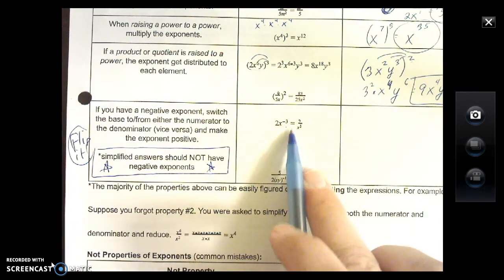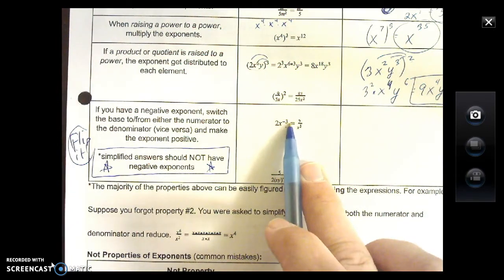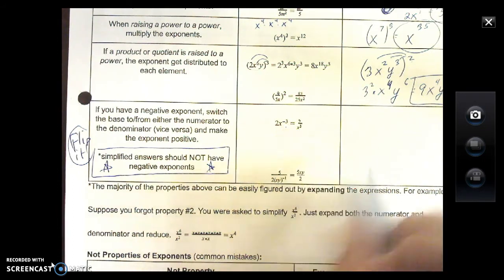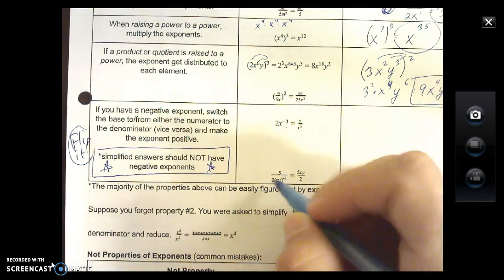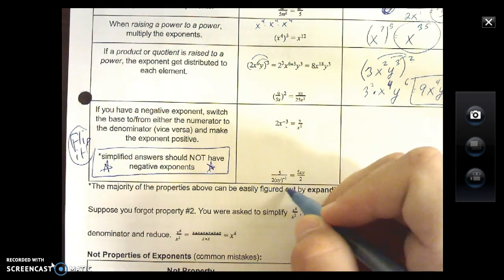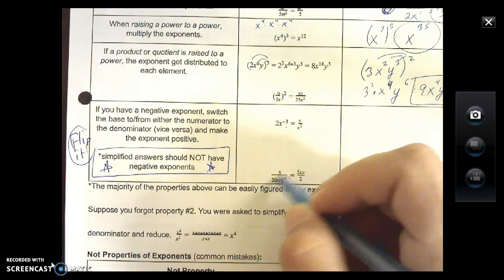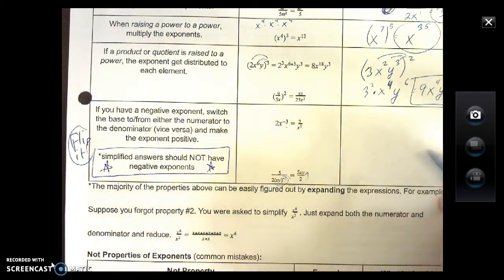So 2x to negative 3, you'll notice that only the x has a negative 3 for the exponent. So I flip it, I get 2 over x to the third. But same works if it's down low. 5 over 2 times x y to the negative 1. Because this is a negative exponent, I can send it back up top.